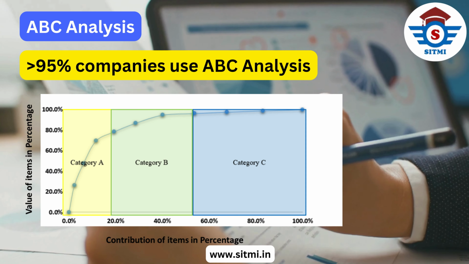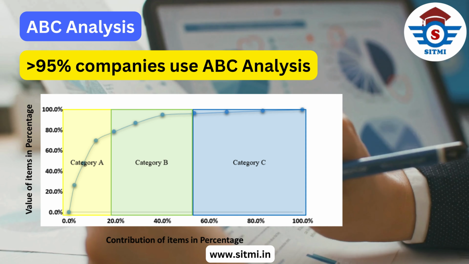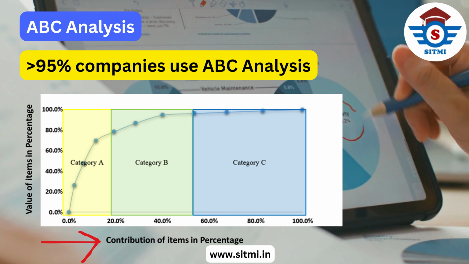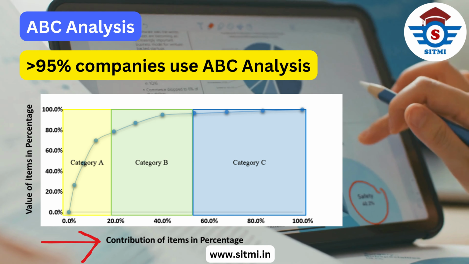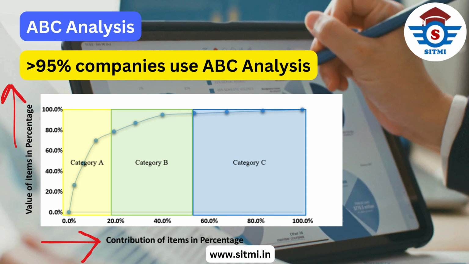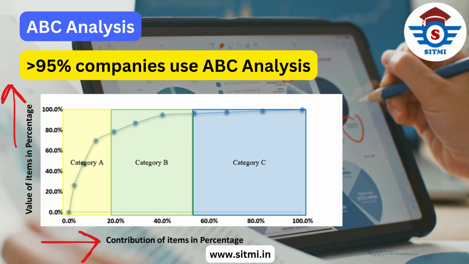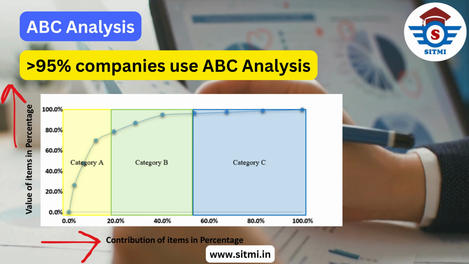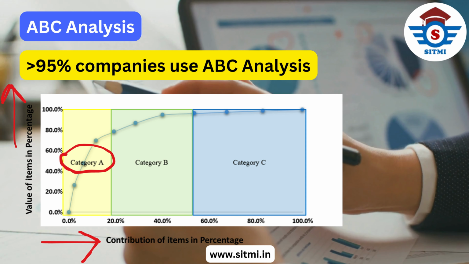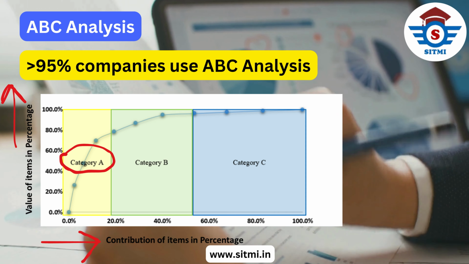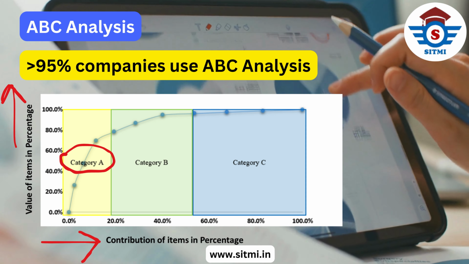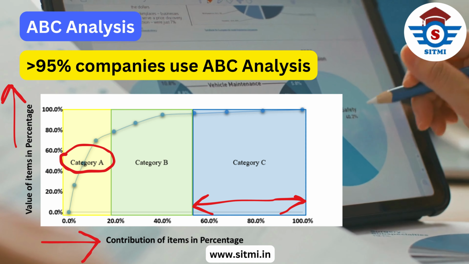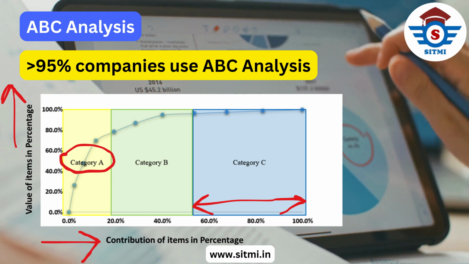This is one of the most widely used analysis techniques globally. Now, when we plot the ABC analysis graph, there will be 2 axes. One axis, basically the x-axis, will have the contribution of items in percentage, and the second axis plots the value of the items in percentage. If you plot this graph, you will see it in this kind of format. Here you will see the A category material, which contributes less in number but more in value. Secondly, B is medium in number and medium in value, and C is highest in number but lowest in value.